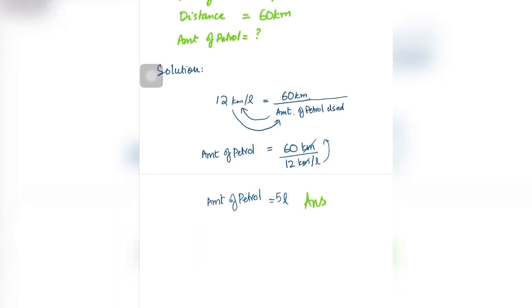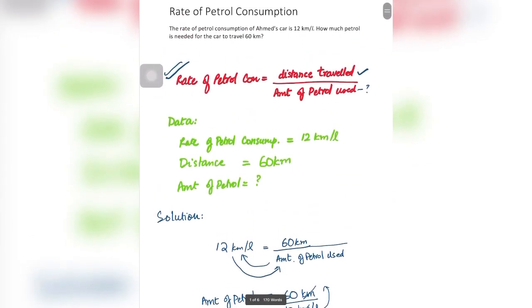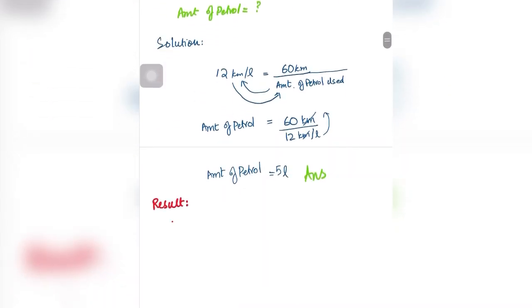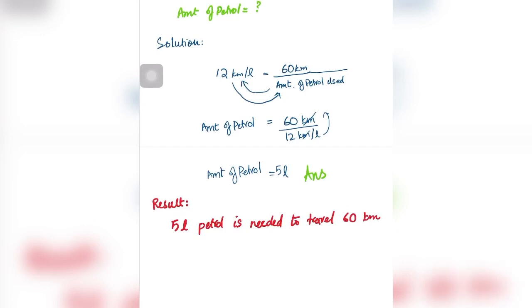So our result statement will be that, looking at the question, how much petrol is needed for the car to travel 60 kilometers? 5 liter petrol is needed to travel 60 kilometers.